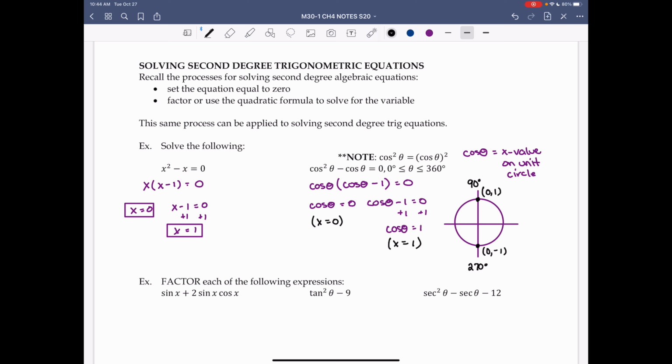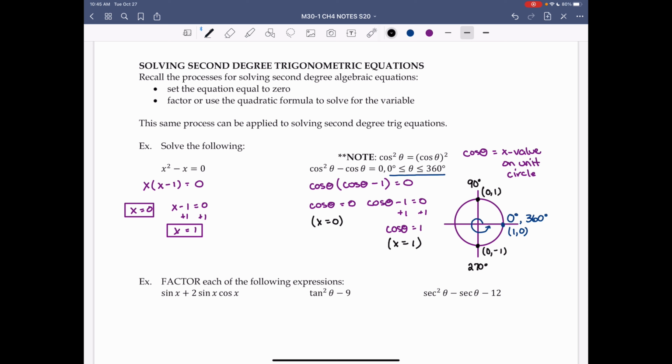Now, when is cos theta equal to 1? That would be when x equals 1 on the unit circle. Where is x equal to 1 on the unit circle? That would be x is 1, y is 0. What angle measure do we have for that point? First, we would have 0 degrees. And then if we do a full rotation, we would also have 360 degrees. And our domain is theta is greater than or equal to 0 and less than or equal to 360. So those points, 0 and 360, are included in our domain here.